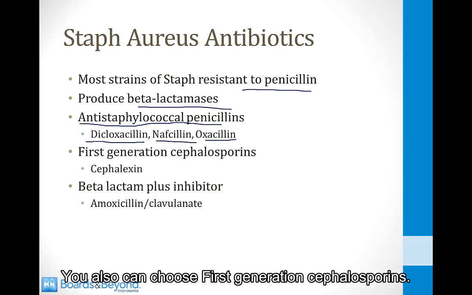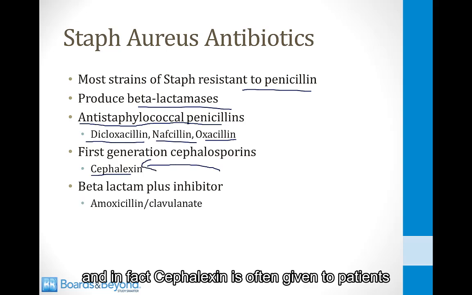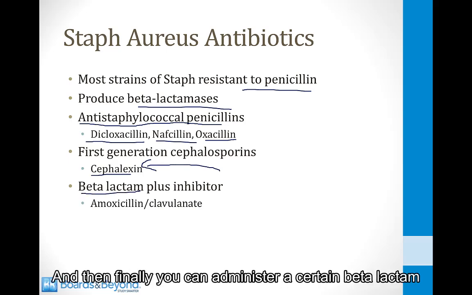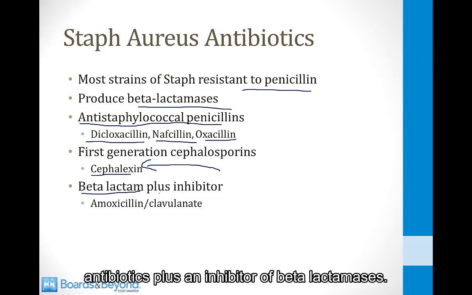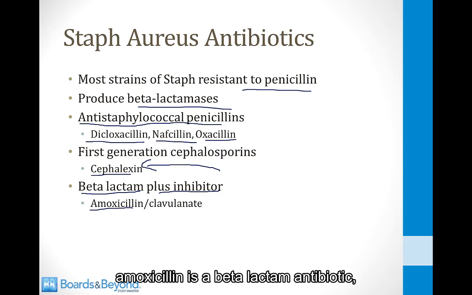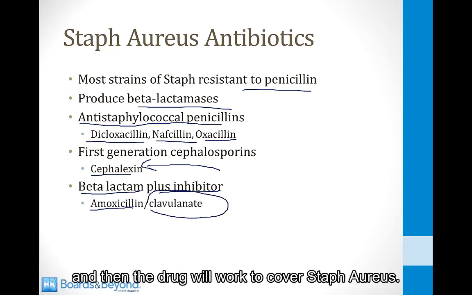You also can choose first-generation cephalosporins. These work very well, especially the drug cephalexin. And in fact, cephalexin is often given to patients with staph skin infections to treat the bacteria. And then finally, you can administer certain beta-lactam antibiotics plus an inhibitor of beta-lactamases. So for example, amoxicillin is a beta-lactam antibiotic, and you add the beta-lactamase inhibitor clavulanate, and then the drug will work to cover Staph aureus.